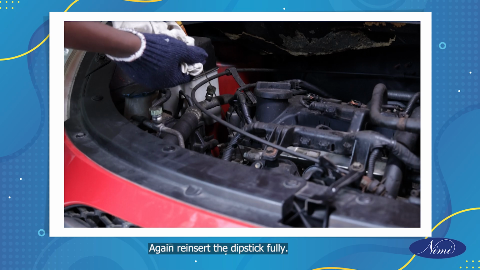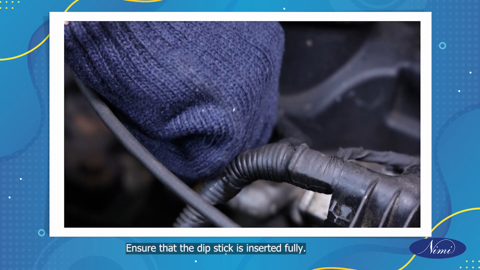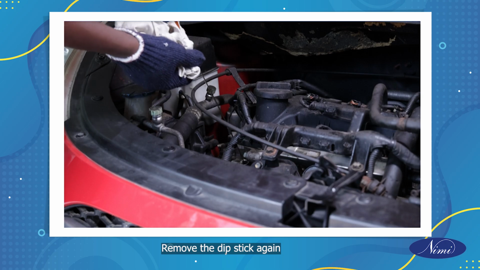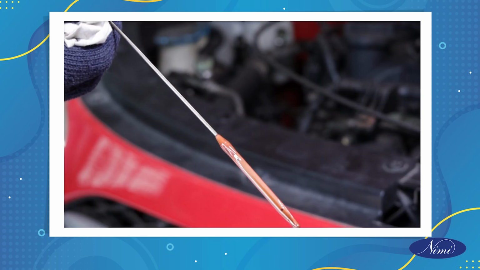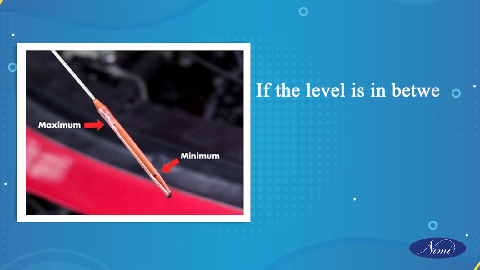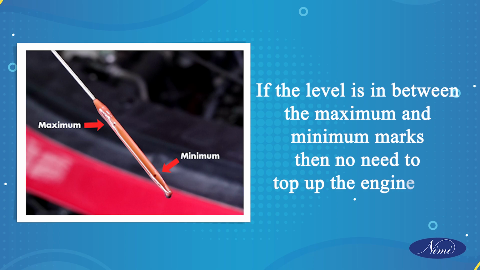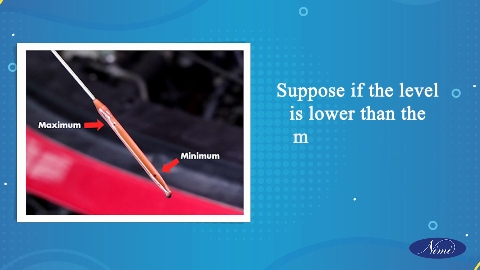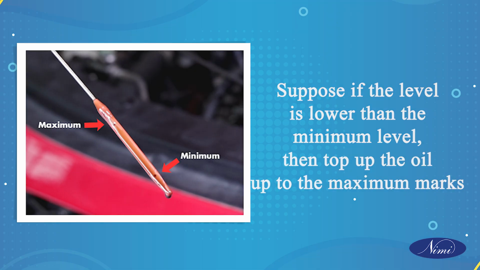Again, reinsert the dipstick fully. Ensure that the dipstick is inserted fully, or otherwise it gives wrong engine oil level. Remove the dipstick again. Check the engine oil level. If the level is in between the maximum and minimum marks, then no need to top up the engine oil. Suppose if the level is lower than the minimum level, then top up the oil up to the maximum marks.